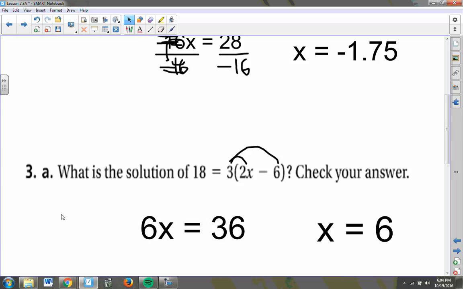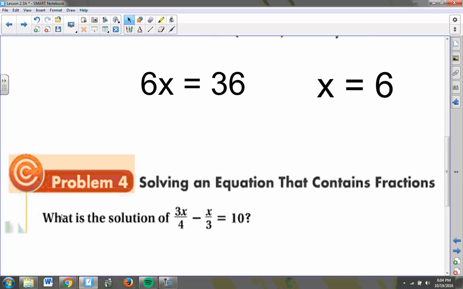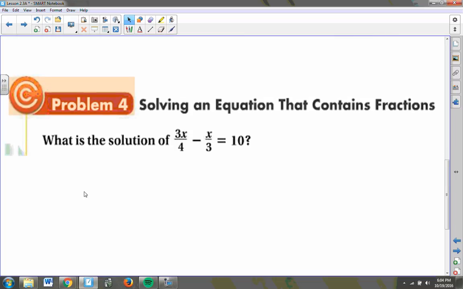The other type of equation you will see in your practice problems is this: fractions. Equations that involve fractions. In order to deal with an equation that has fractions in it, what we are going to do is try to eliminate all of those fractions right away as quickly as we possibly can.